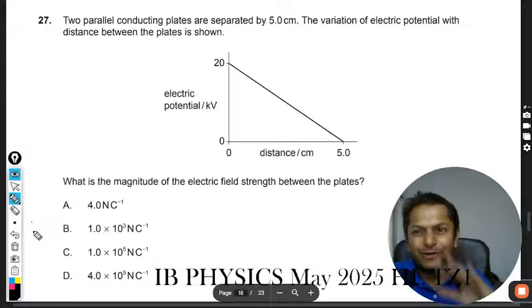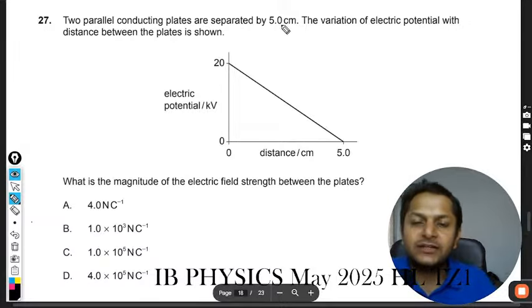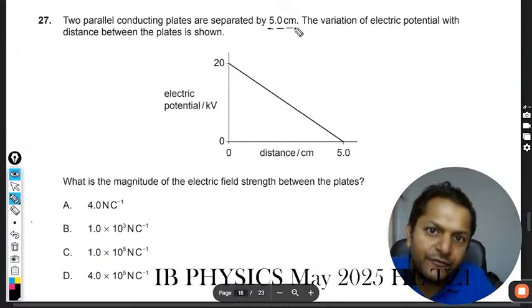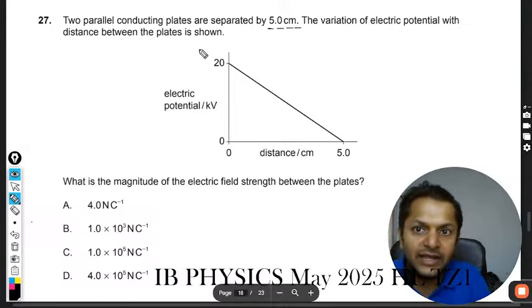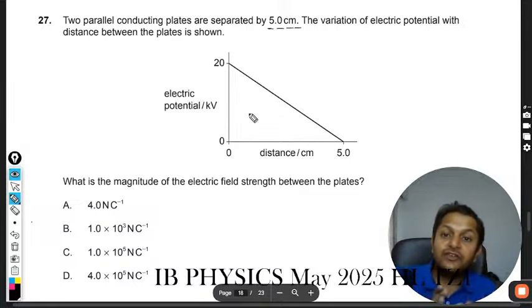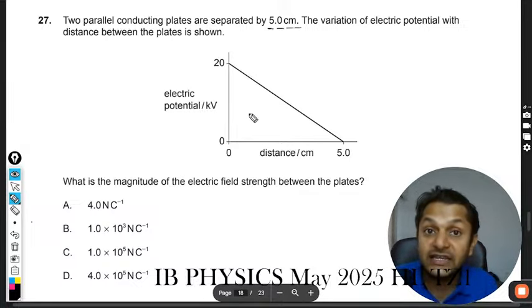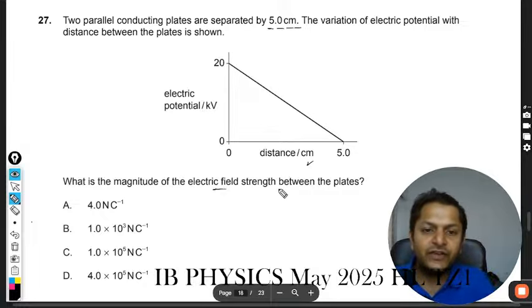Okay, dear student, let's see what is there in this question. Two parallel conducting plates are separated by a distance of 5 centimeter. The variation of electric potential with the distance between the plates is shown. So the variation of the electric potential is given with respect to the distance. What is the magnitude of electric field strength?